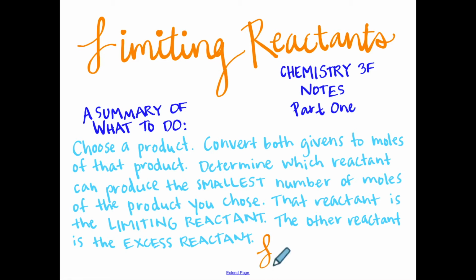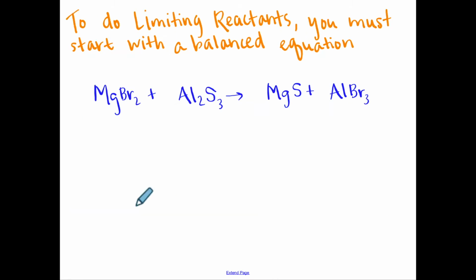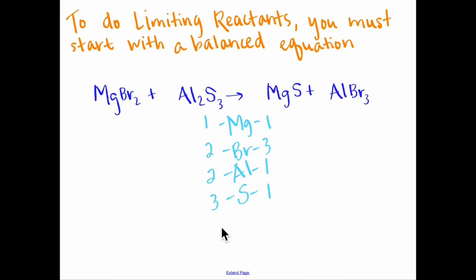Let's get started. To find a limiting reactant, you must start with a balanced equation. To balance this equation, we are going to make a list of the elements, and then write down how many of each element are on each side. There's 1 magnesium, 2 bromine, 2 aluminum, and 3 sulfur on the left. On the right, there's 1 magnesium, 1 sulfur, 1 aluminum, and 3 bromine.